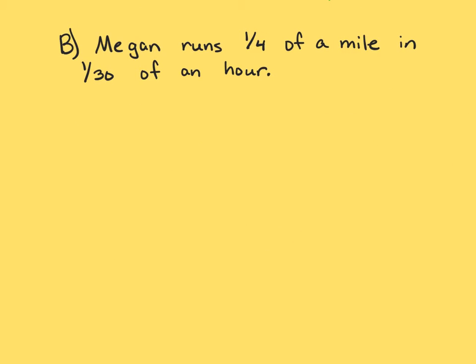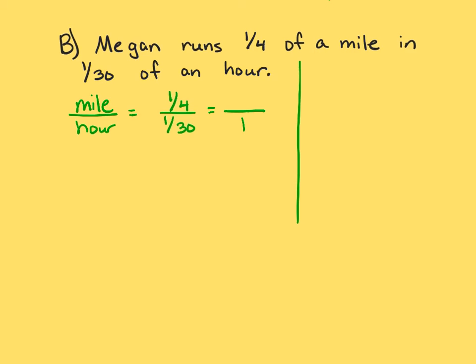B part, Megan runs 1/4 of a mile in 1/30 of an hour. So it would make sense to do this in miles per hour. Usually our time unit would be our denominator. So we're comparing miles per hour. So that's 1/4 of a mile in 1/30 of an hour. So let's figure out what this would be. I'm going to go to the side, and I say 1/4 divided by 1/30.